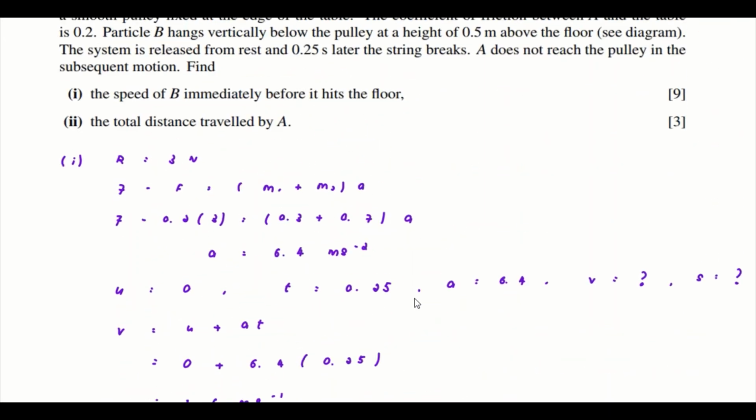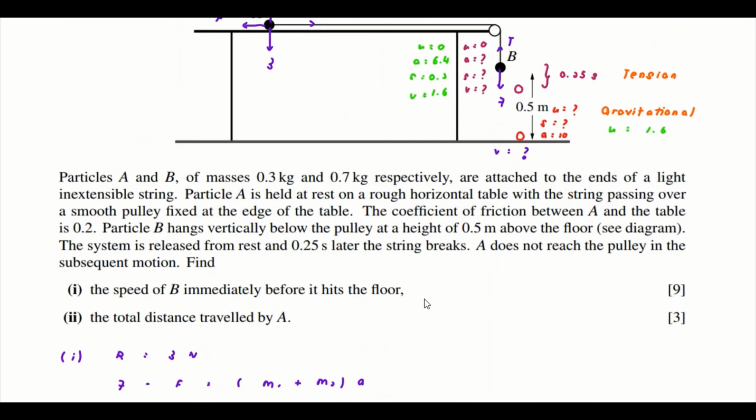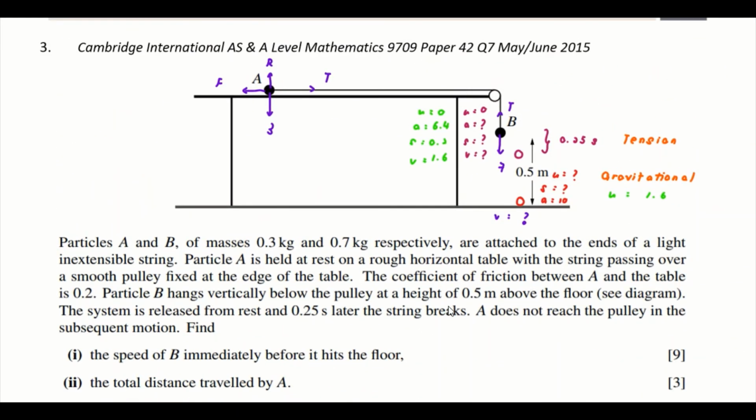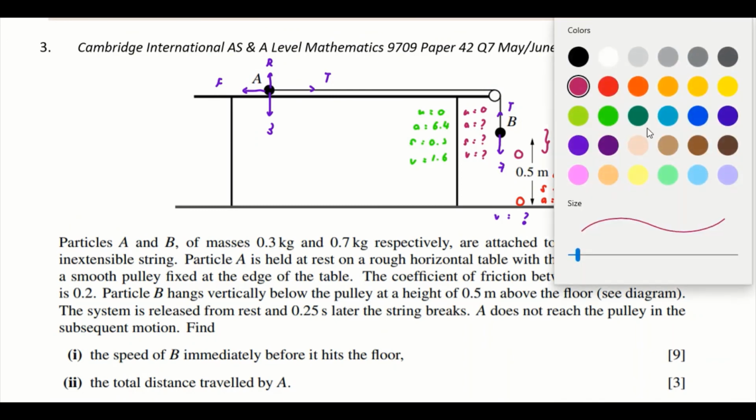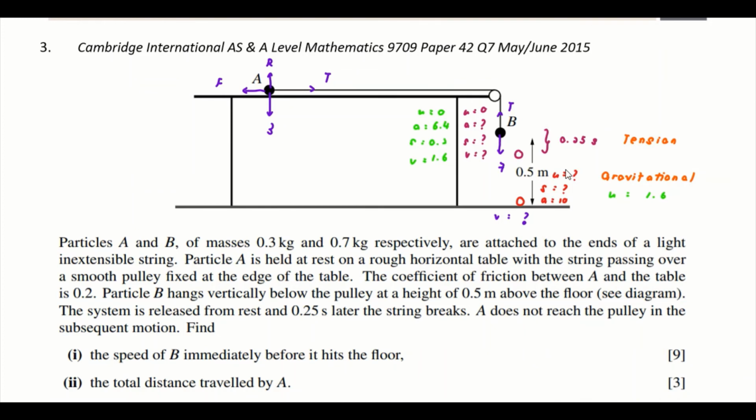Okay, so number 2, the question wants to find out the total distance traveled by A. This is a question that is trying to trap the students as well. So I try to use the other color here. What happened here is that for the first 0.25 second, A and B are still connected by this pulley system. So the distance moved by particle B is going to be the exact distance moved by A. Am I right? For the first stage.